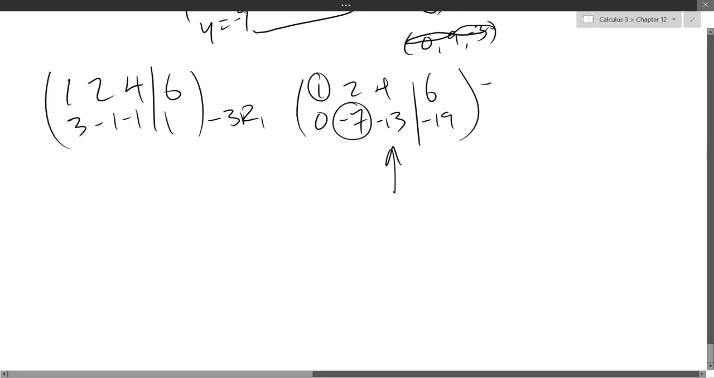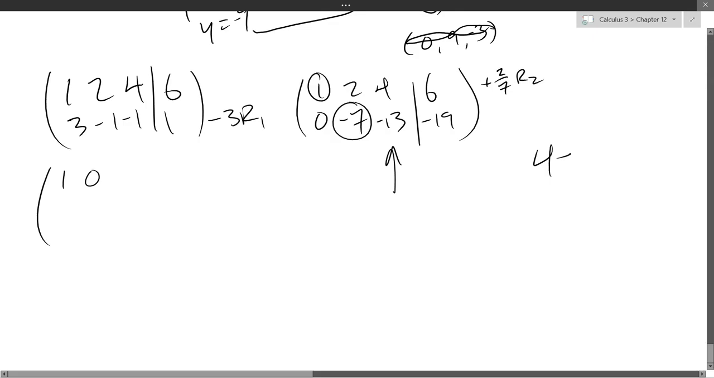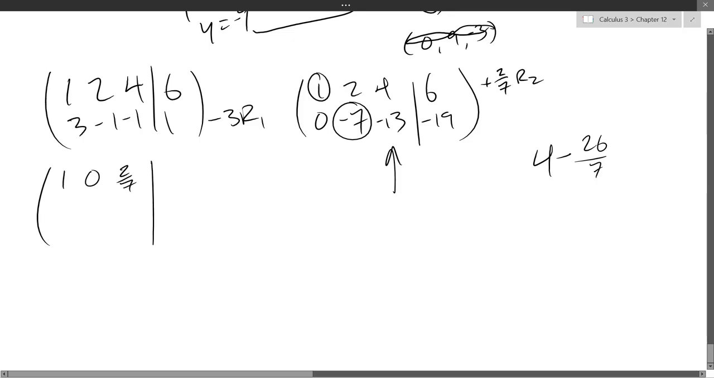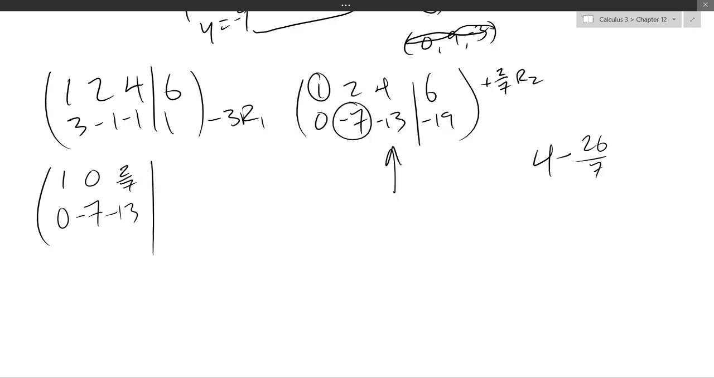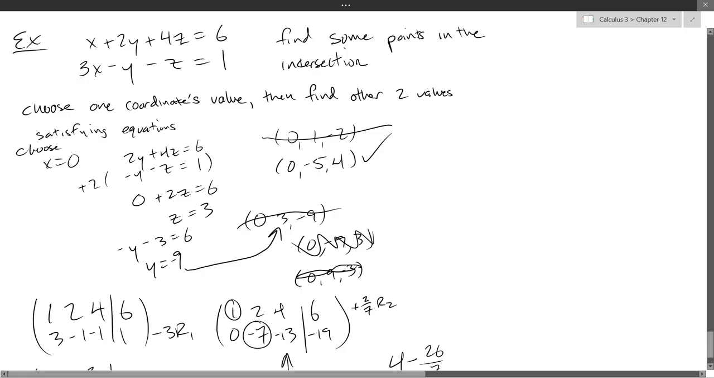All right, so I want to cancel out that 2, so I'm going to go minus 2, actually plus 2 sevenths, row 2, and it's going to get ugly because I just chose these arbitrarily. That better be 0. Oh, goodness. We have 4 minus 26 sevenths. It's a lot of sevenths. It's 2 sevenths. Is that right? Yeah. All right, so this problem is ugly because I just picked it arbitrarily. All right, not the most eloquent example problem I've done.